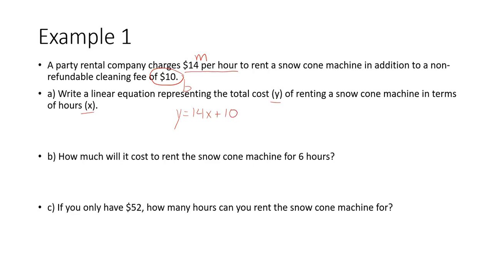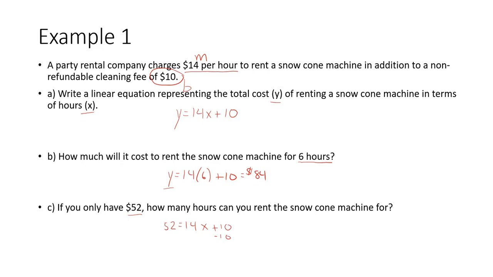If we want to know how much it'll cost to rent the machine for 6 hours, then we just replace x with 6. So the cost of renting the machine for 6 hours is $84. If we only have $52, how long could we rent the snow cone machine for? So now $52 is y, and we want to find what x would be. So we have $52. We want to know how many hours, x, we can rent the snow cone machine for.